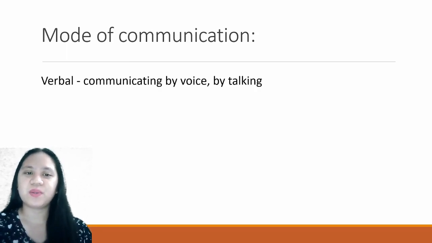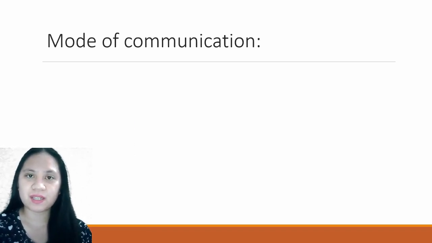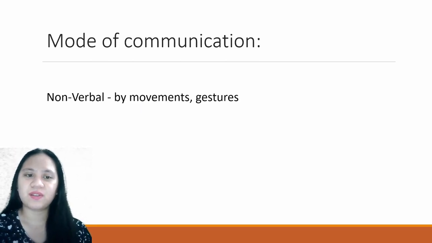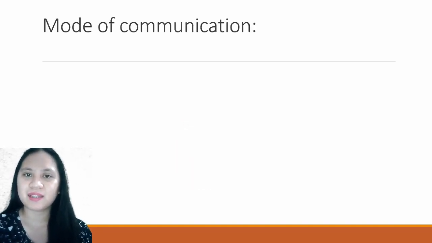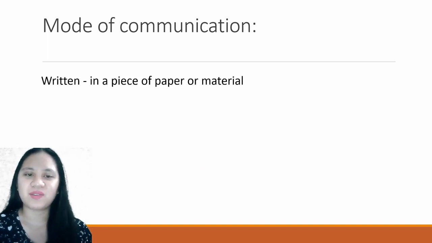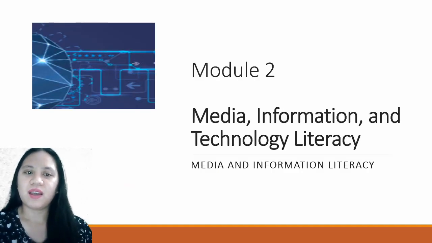Verbal. Verbal is communicating by voice and by talking. Next, the second one is non-verbal, by movements or gestures. Next, written, on a piece of paper or materials. Next, we are now in our module 2.